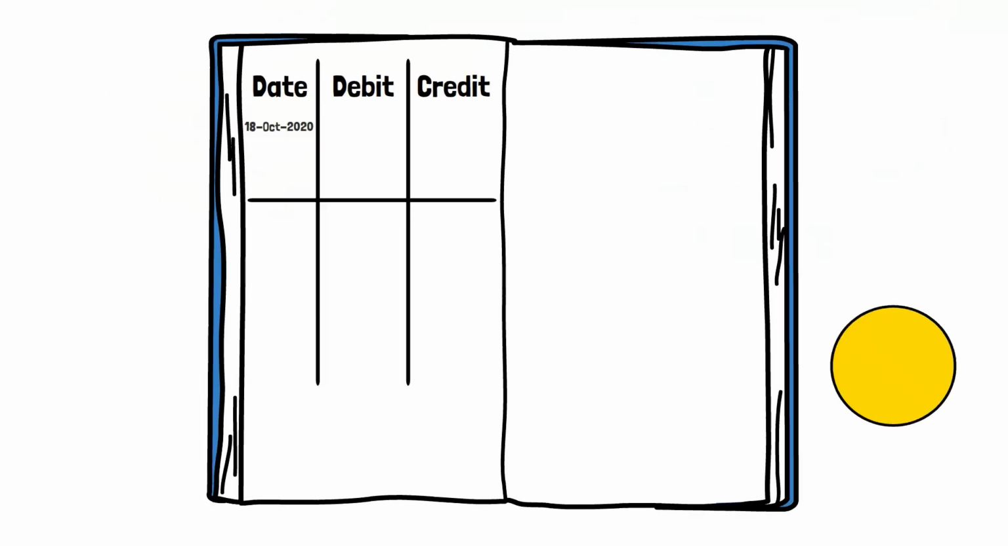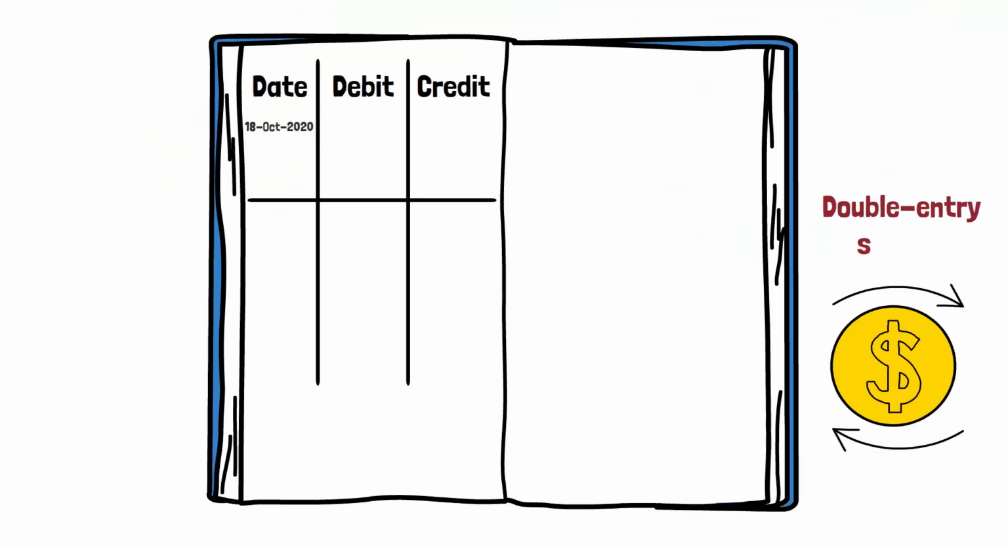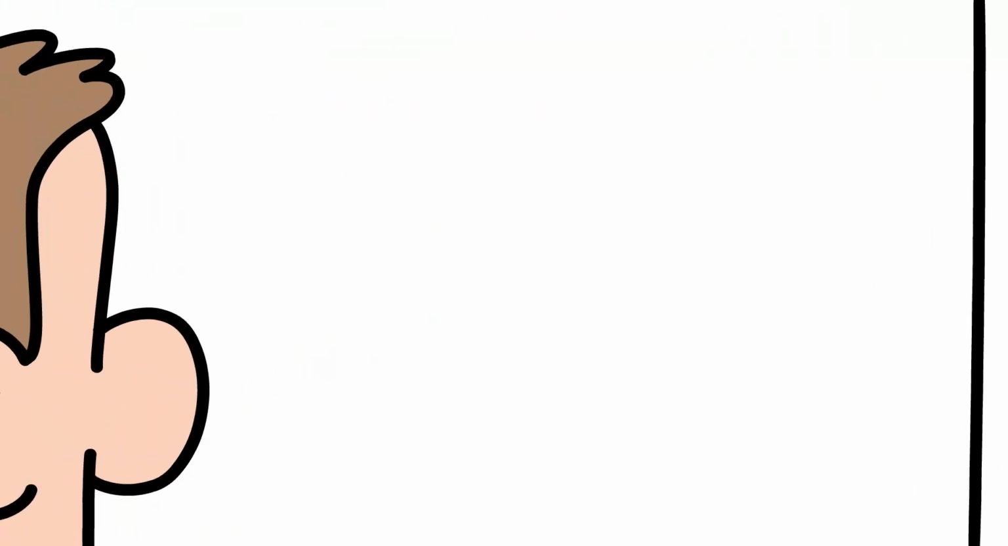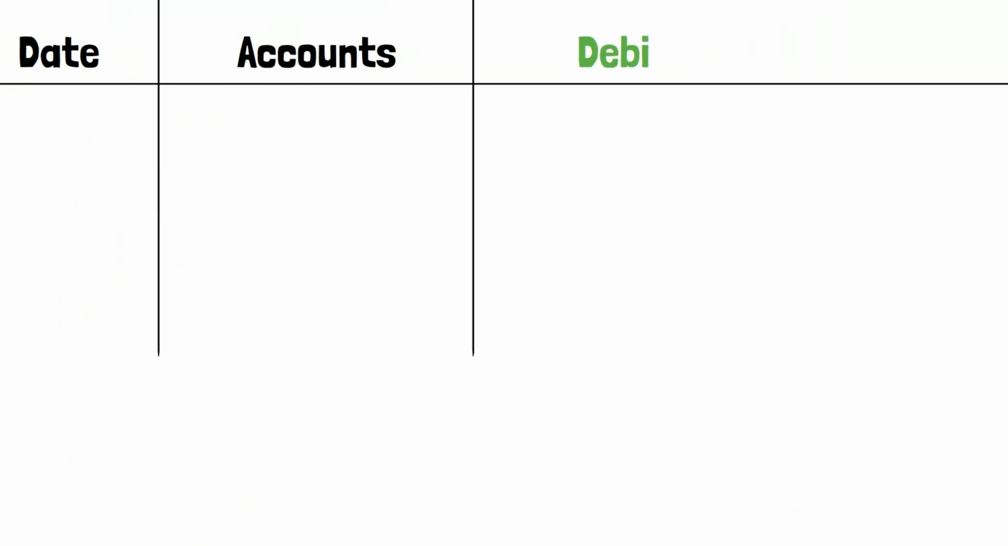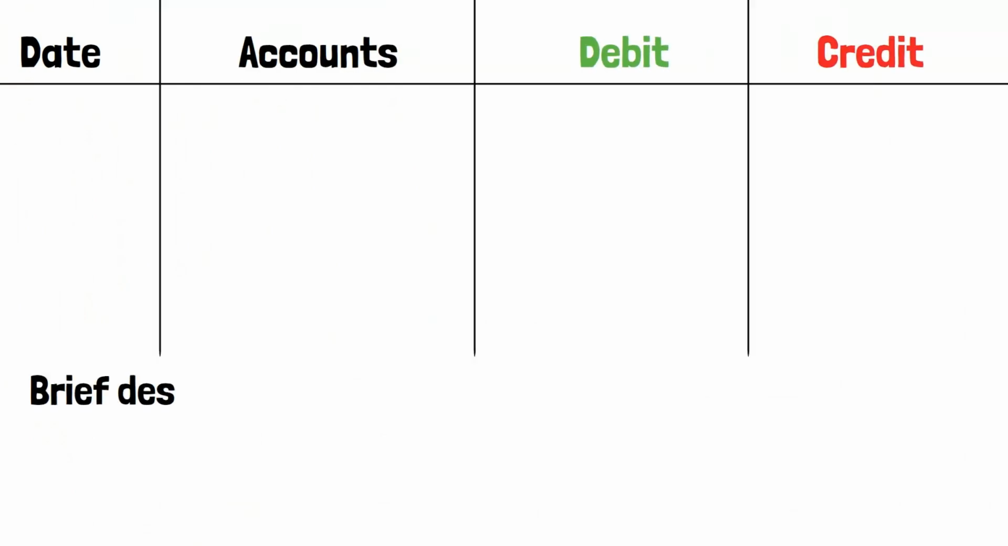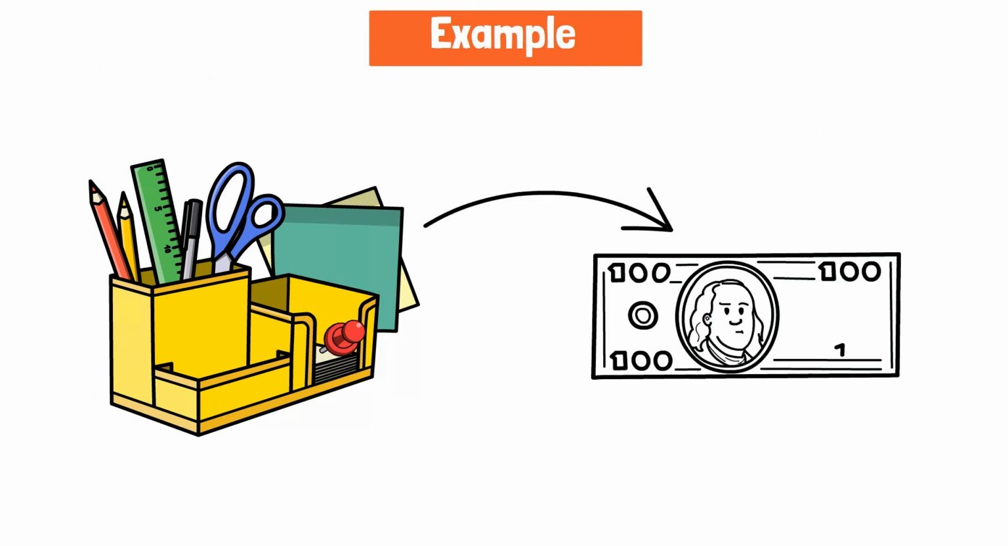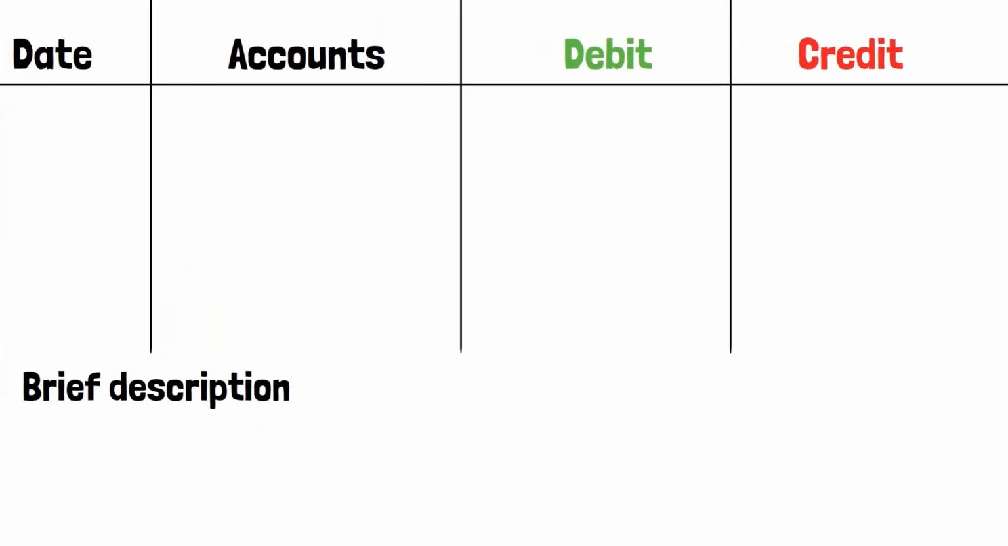Each entry reflects a transaction using a double entry system, meaning every debit has a corresponding credit. A journal entry includes the date, the accounts affected, amounts debited and credited, and a brief description. For example, if you buy office supplies for $100 cash, your journal entry would look like this.